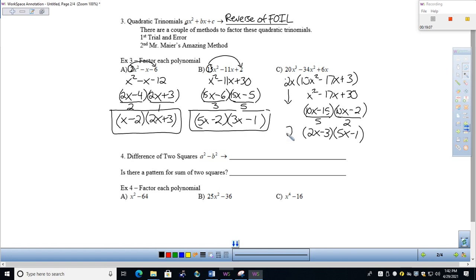And please do not forget, we already pulled out that greatest common factor. It is part of the original expression, so it does need to be part of our answer. Absolutely.